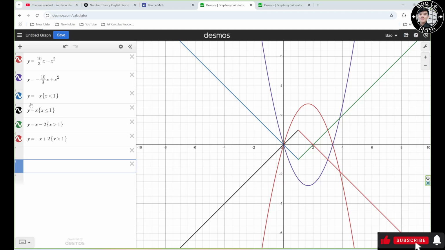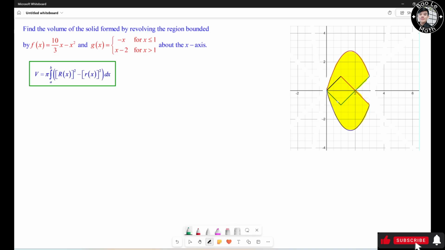Now you can use y equals 10/3 x minus x squared, which is the top one right here. Now, if I need to rotate this one about the x-axis, just change the sign of each of these terms, and I get the bottom one right here. Now, for y equals negative x, for x less than or equal to 1, if I want to rotate it, I just change the sign of this one. Negative x becomes x. Similarly, x minus 2 becomes negative x plus 2, so it's going to be right here. Now this is my final product after revolving this region about the x-axis.